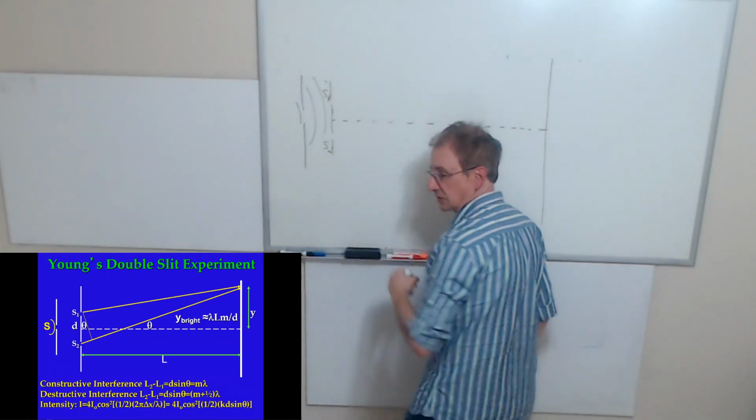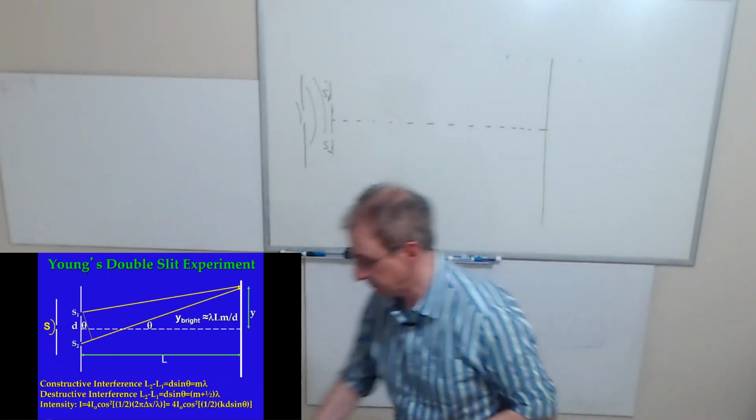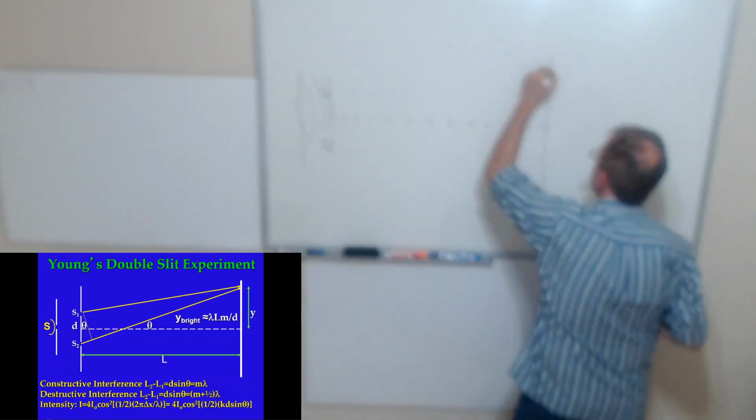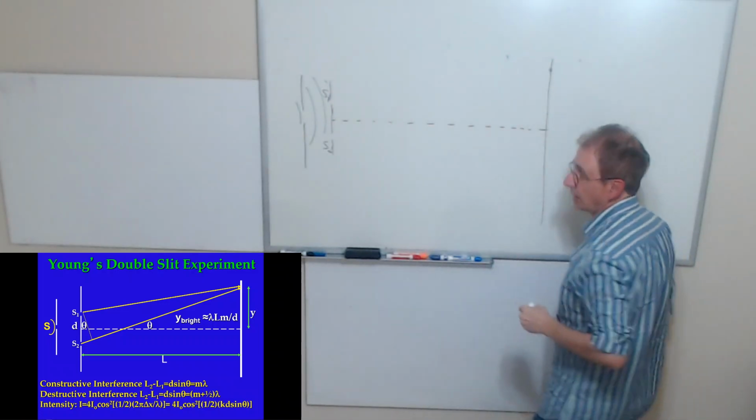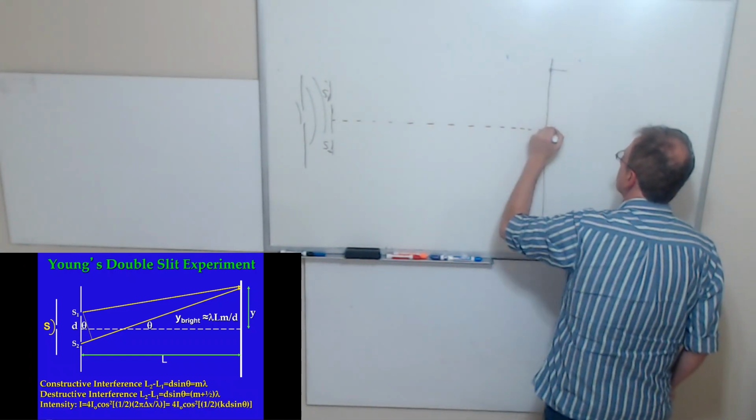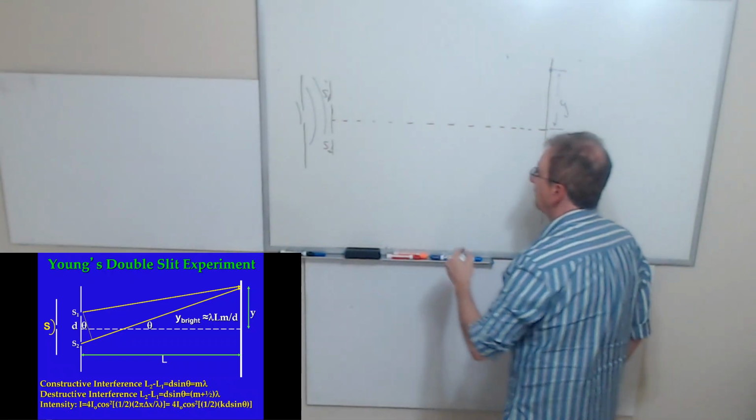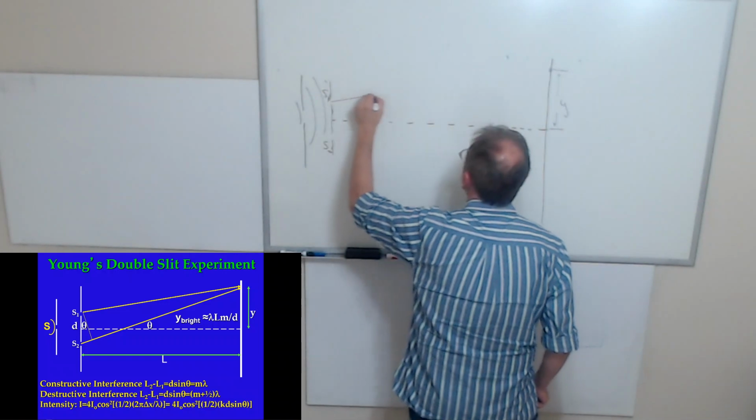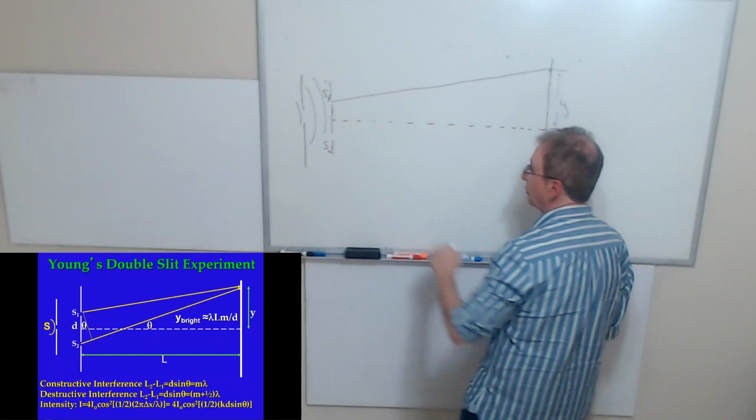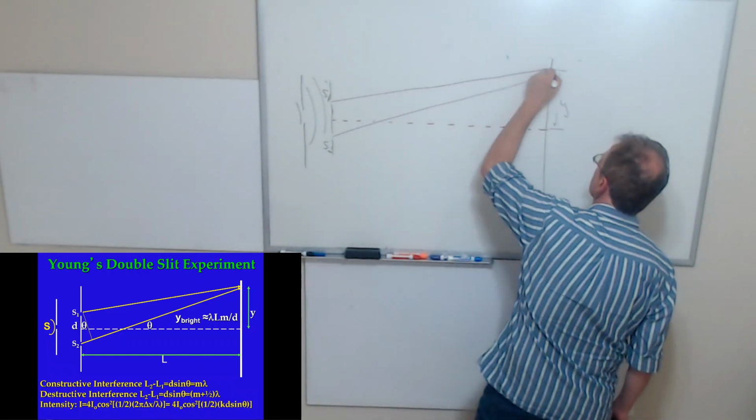The light goes through the slits. And let's say we have a location here where we have a very bright spot. Let's call this distance y. And let me look at the distance traveled by the wave going through slit 1 and the wave going through slit 2.